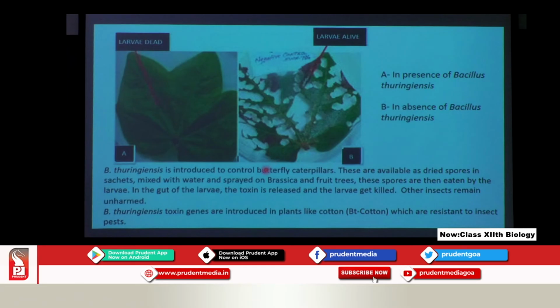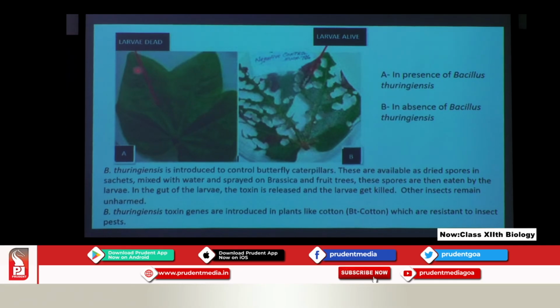How is this done? Bacillus thuringiensis is available in the form of dry spores in sachets. This is mixed with water and sprayed on brassica and fruit trees, which are attacked by caterpillars, the larvae. The spores are then eaten by the larvae, and in the gut of the larvae the toxin is released and the larva gets killed.